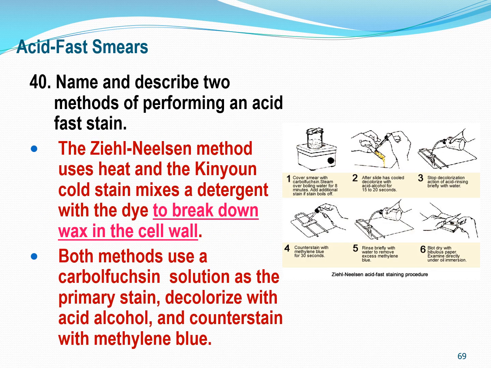We want to be able to name and describe two methods of performing an acid-fast stain. The Ziehl-Neelsen method, okay? It uses heat, and the Kinyoun cold stain mixes a detergent with the dye to break down the wax in the cell wall. Both methods use a carbol fuchsin solution as the primary stain. They decolorize with acid alcohol and counterstain with methylene blue.